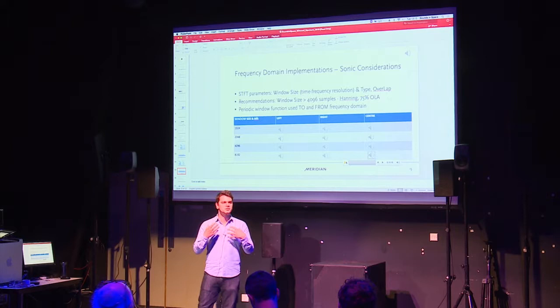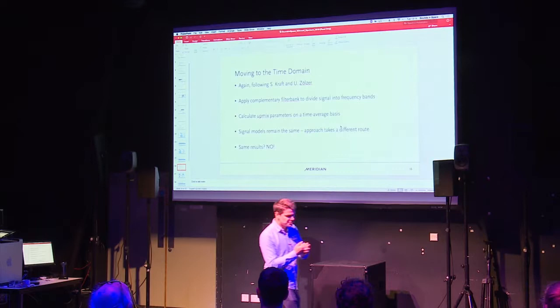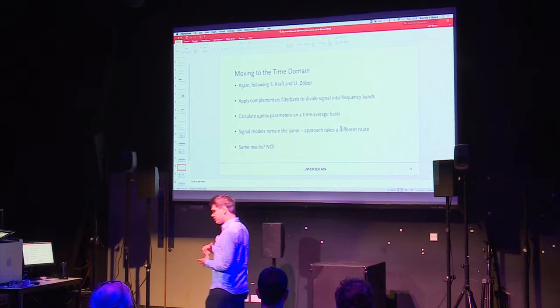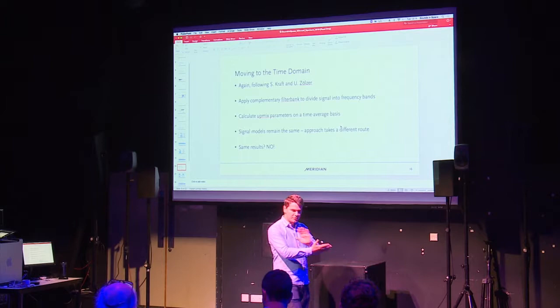Right, now the actual crux of the matter. Moving into the time domain, I've summarized it as thus. Kraft and Zölzer are also a massive inspiration for this work. They actually did this with their own upmixer, the one you heard prior to the last one. They said, let's see if we can do this in the time domain. So we create a complementary set of filter banks, which provides a really well-behaved graphic EQ, if you like, to split up into the frequencies.